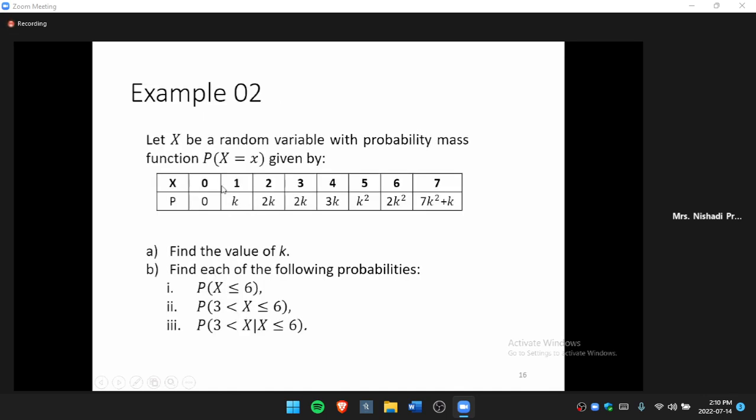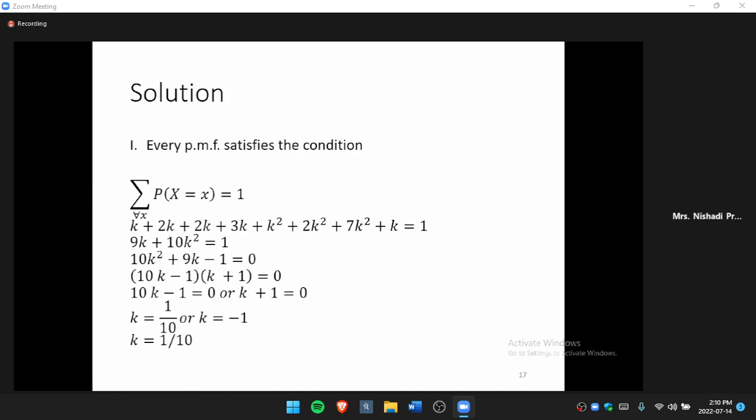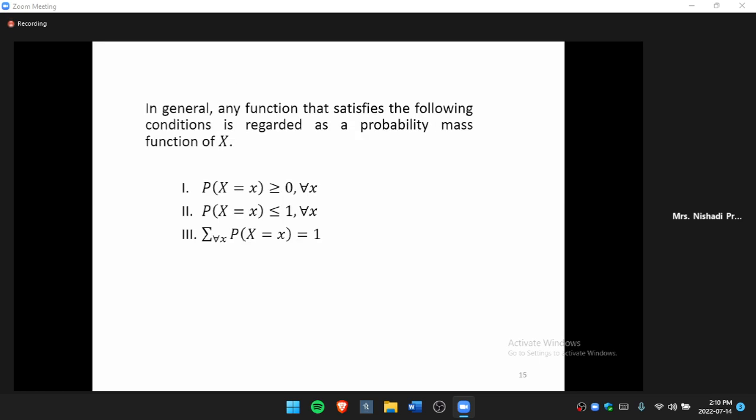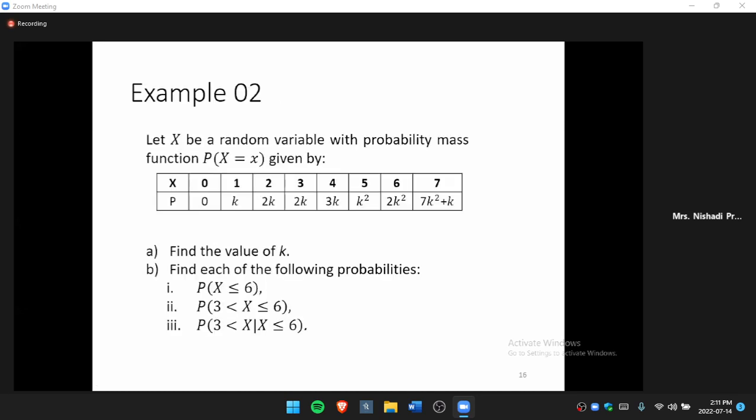Not difficult, impossible. There you will have so many inequalities. Therefore, we are going to use the third condition, that is total probability is always equal to 1. The total probability is equal to 1. So using that condition, you can easily find the value of k like this.